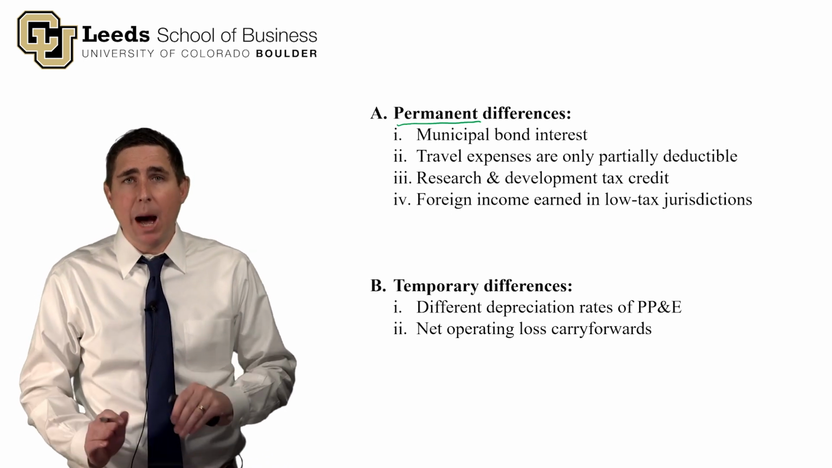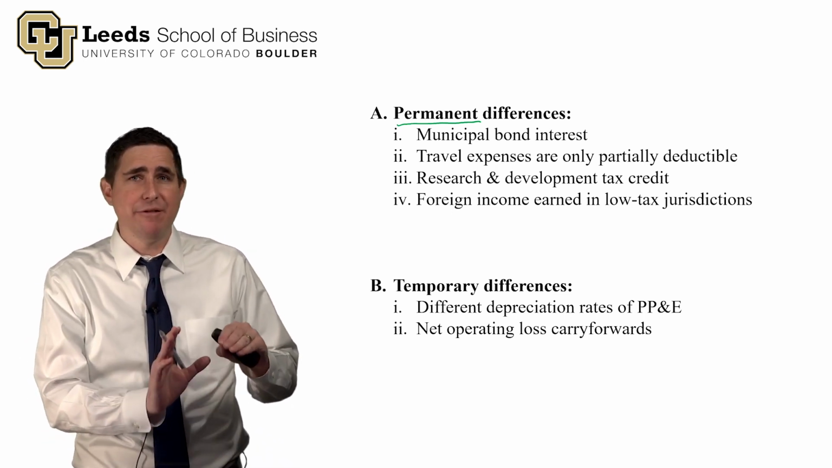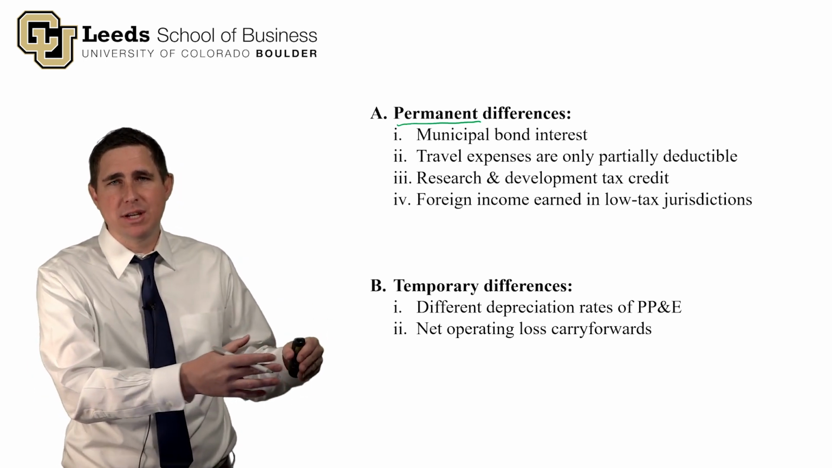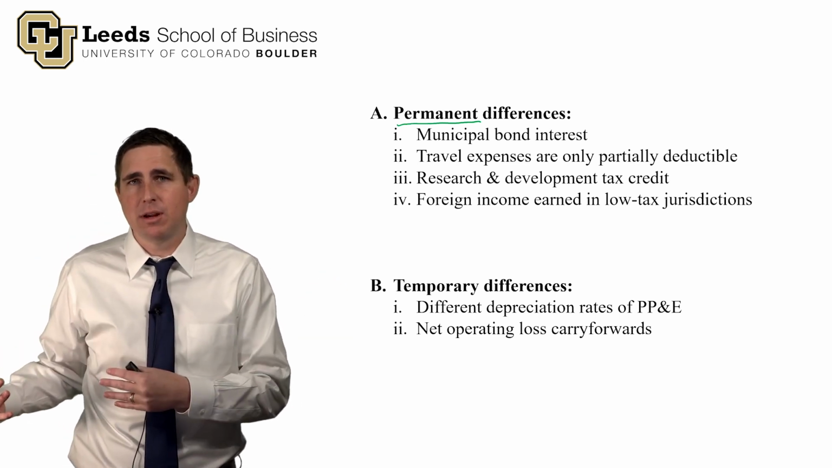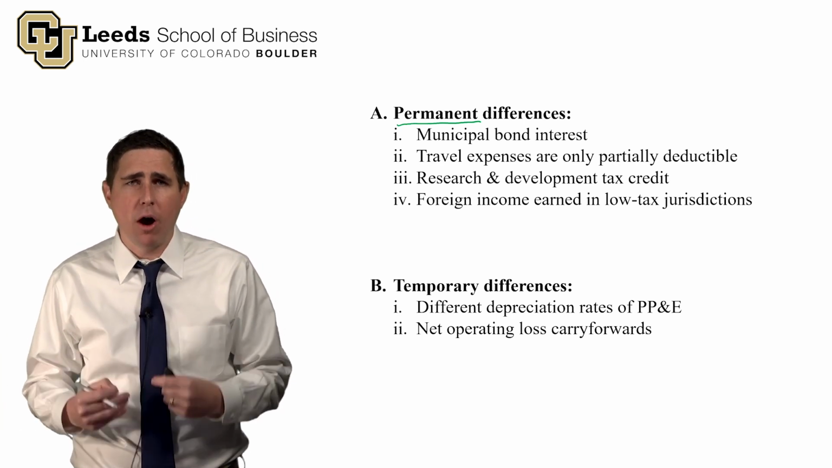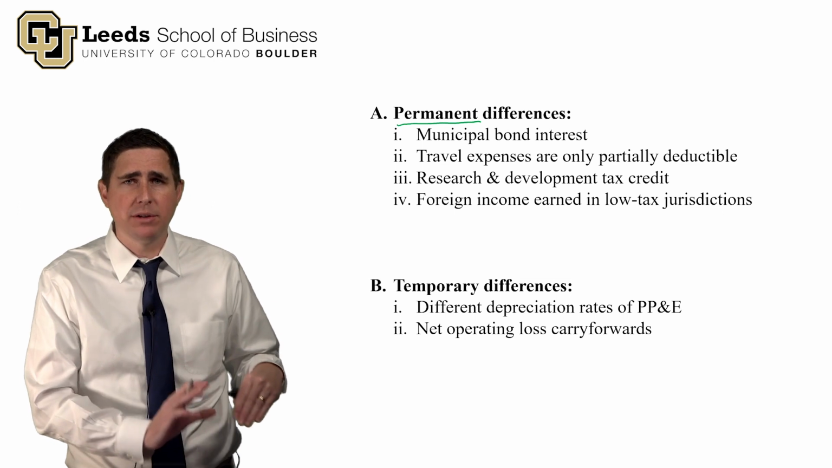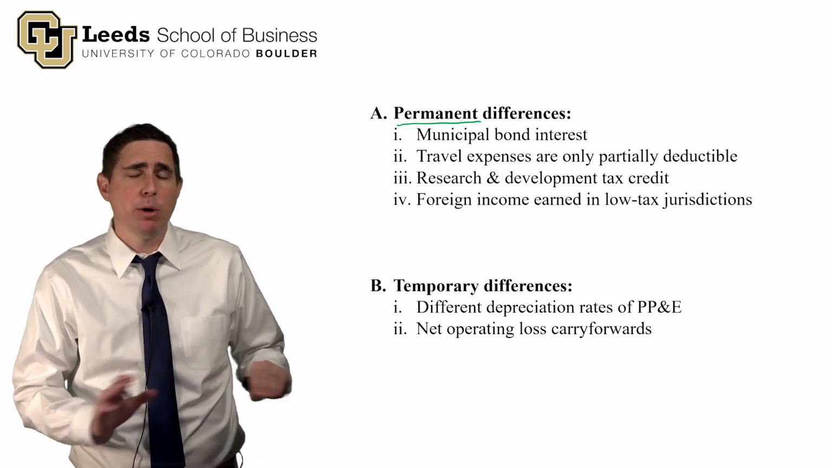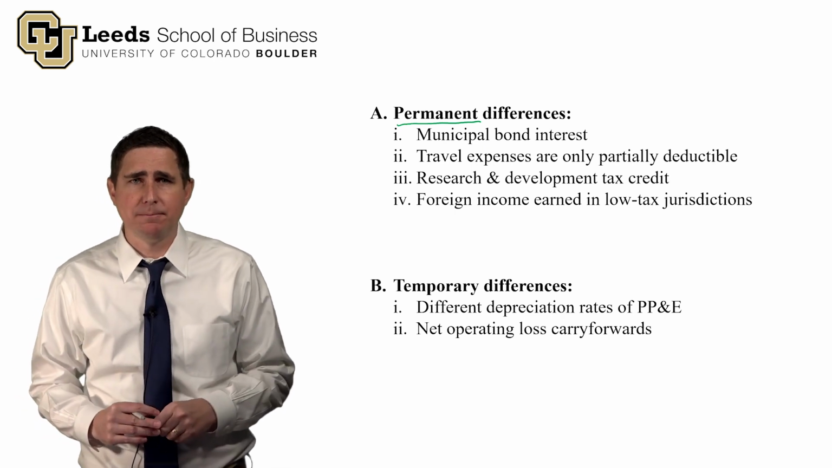So some companies operate in foreign jurisdictions that have very low tax rates. Well, once they pay that low tax rate in the foreign jurisdiction, they don't have to pay the high tax rate in the US under many circumstances, okay? So that can also cause a company to pay a very low amount of income taxes if they're operating in foreign jurisdictions, and that's a permanent difference. They'll never have to pay that back.